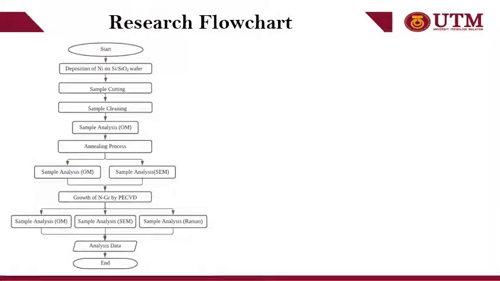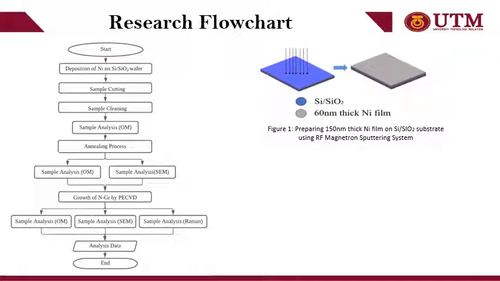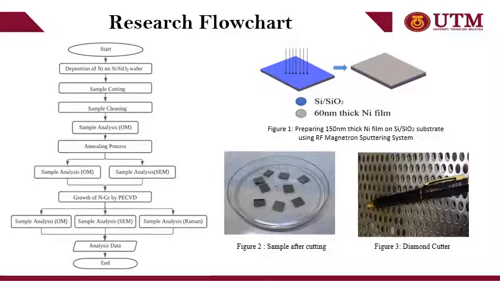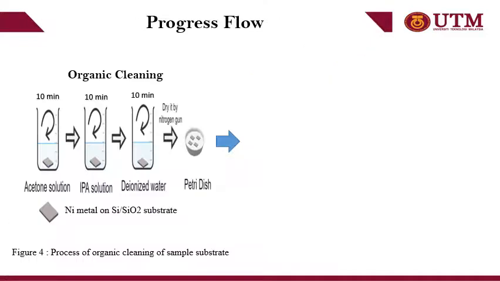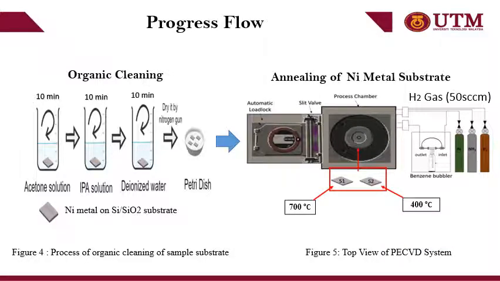This shows the research flowchart of the system. Firstly, we will be preparing a 150 nanometer thick nickel film on Si/SiO2 substrate using RF magnetron sputtering system, and the as-deposited nickel film will be cut into a size of 1 × 1 cm using a diamond cutter. The nickel film will undergo a standard organic cleaning to remove any contamination and oxide layer on the surface, and then it will be transferred to the PECVD system for the annealing process at 400 and 700 degrees Celsius separately for 30 minutes under continuous supply of hydrogen gas at 50 sccm.